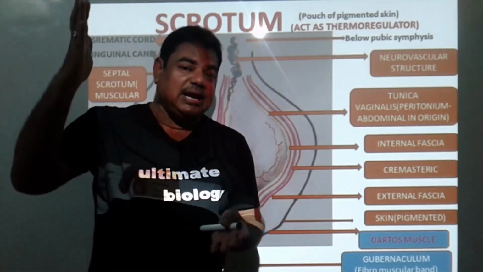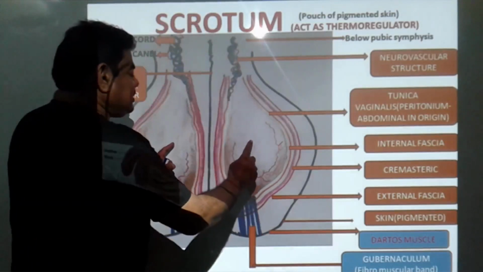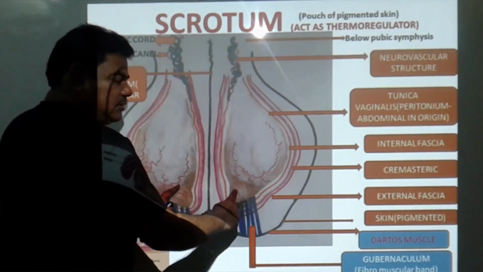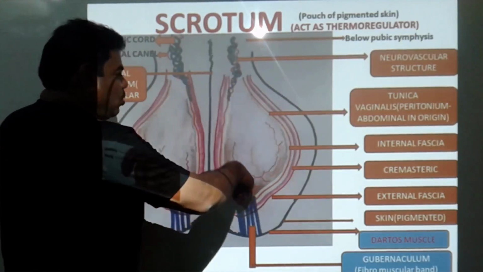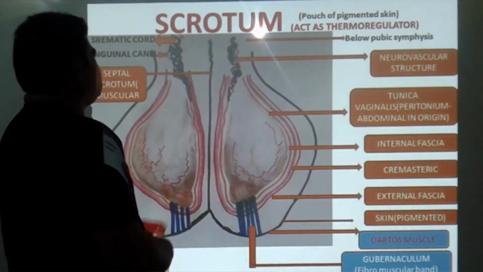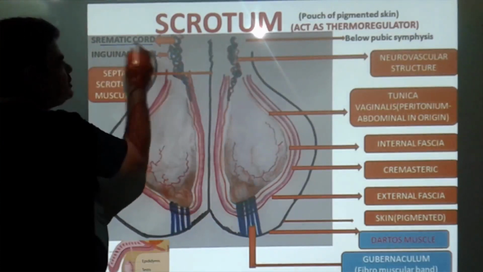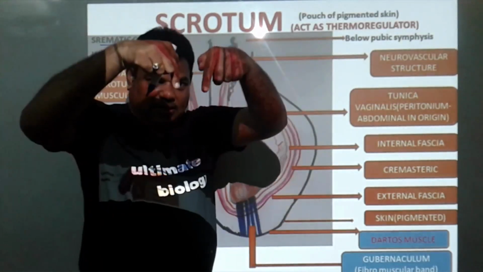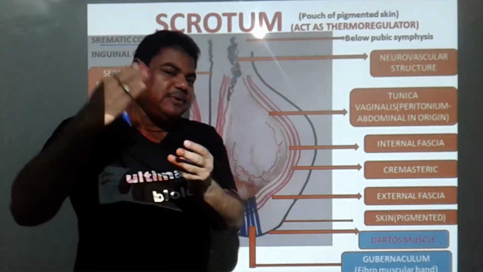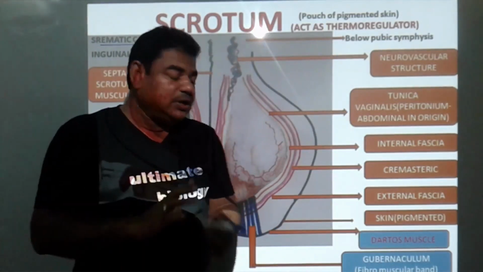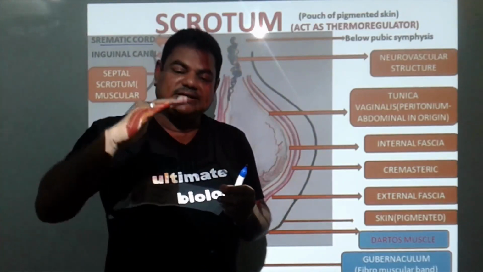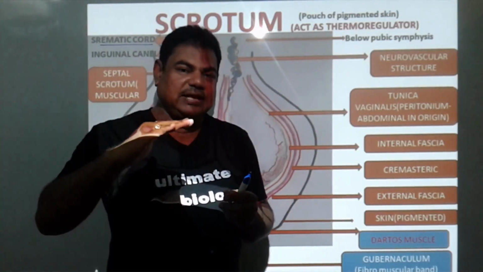When the temperature is more, the two testes present in the scrotum come to a lower position. The two testes hang in the scrotum with the help of a cord that we call the spermatic cord. Due to this spermatic cord, the two testes hang inside the scrotum. When the temperature is more, the dartos muscle gets relaxed and the testes come slightly lower in position like this.